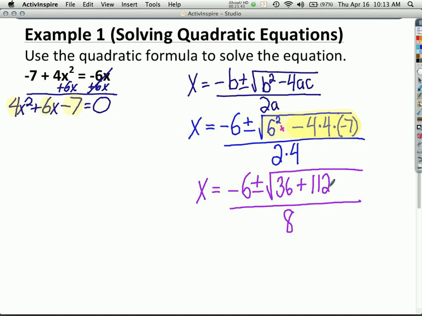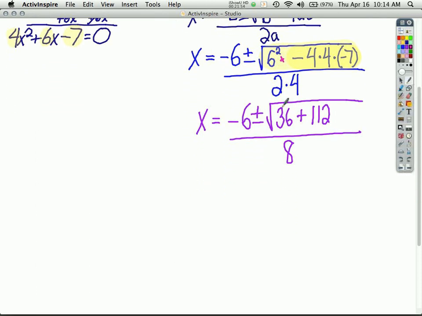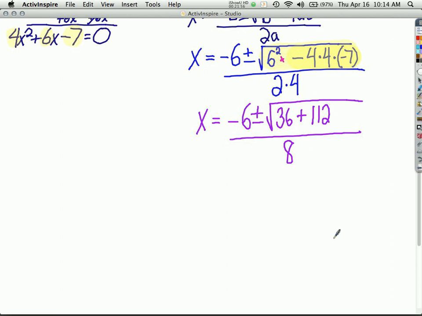Will it always turn positive? No. Sometimes it will be negative. Continue to crank it out. So now we need to do 36 plus 112. Well, that's not hard. What do we get? Deja? 148. Very good. So here's where we're at. X equals -6 plus or minus the square root of 148 over 8.